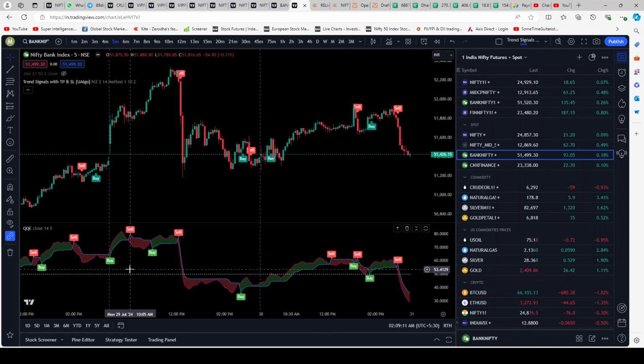Yesterday, if you see, sell comes on top, doesn't come at the bottom. Sell comes at the bottom, doesn't come on top. Buy comes over here, doesn't come on top.